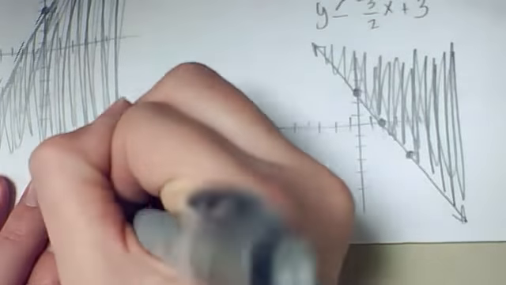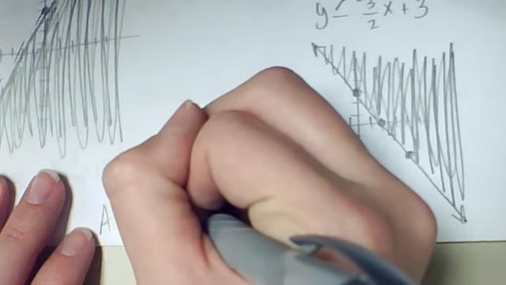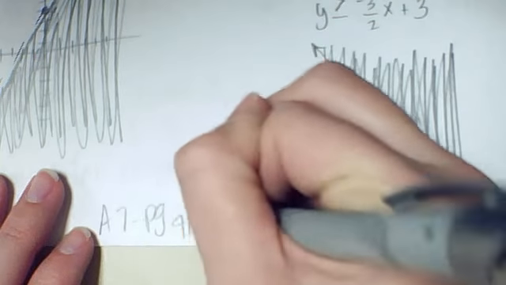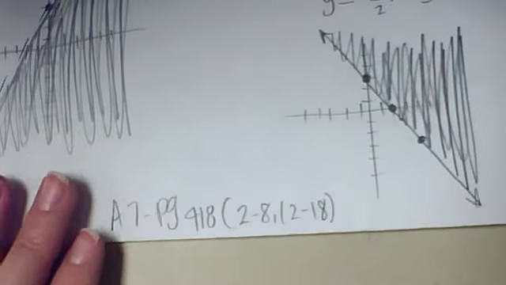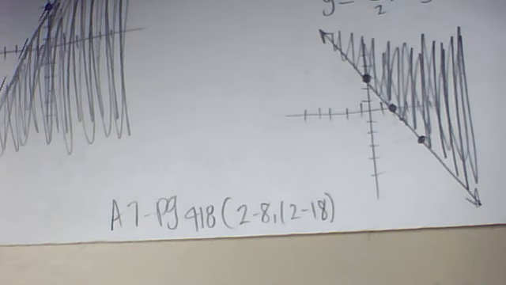Your assignment is A7, and that was page 418, numbers 2 to 8 and 12 to 18. And that's a little bit of each type on part A and part B. Good luck. Let me know if you have questions.